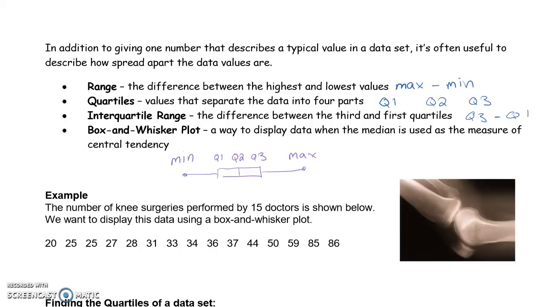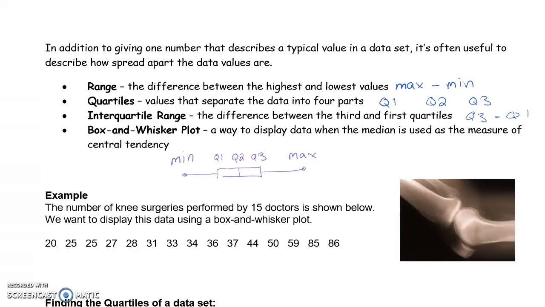Hello, it's Mr. Zabo again, and this is the last video for the first day of notes in Chapter 11. In this video, we are going to talk about the range of data, the quartiles, which would lead us to interquartile range in a box and whisker plot.